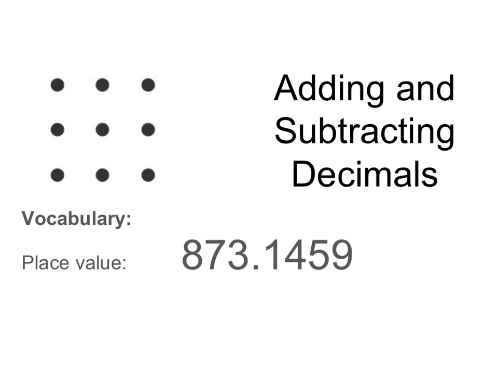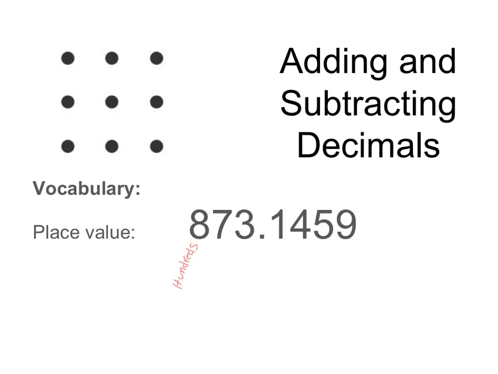In this video, we are going to review how to add and subtract decimals. For our vocabulary, we're going to remind ourselves what the place values are. So the 8 is in the hundreds place. Notice how that is spelled. Hundreds with an S, not hundredths with a THS, which is what you get when you have the decimal.